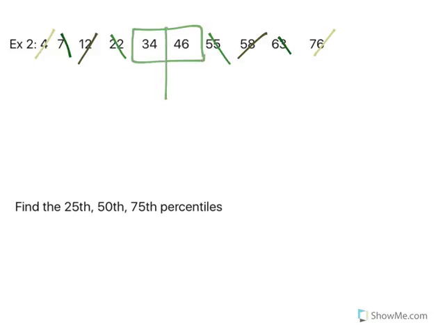So I will split the difference. 34 plus 46 is 80. 80 divided by 2 is 40. So my 50th percentile is 40.